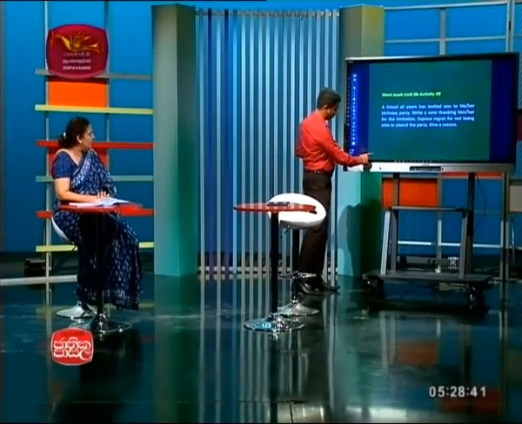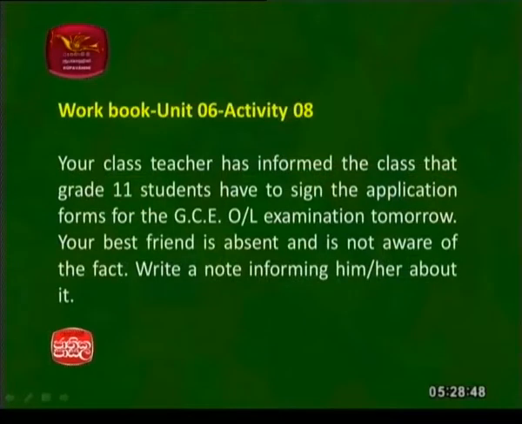I think they will get an idea. Your class teacher has informed the class that grade 11 students have to sign the application forms for the GCE O-level examination tomorrow. Your best friend is absent and is not aware of the fact. Write a note informing him or her about it. See, very practical things, these things are happening. So you can use the information here and compose your note.